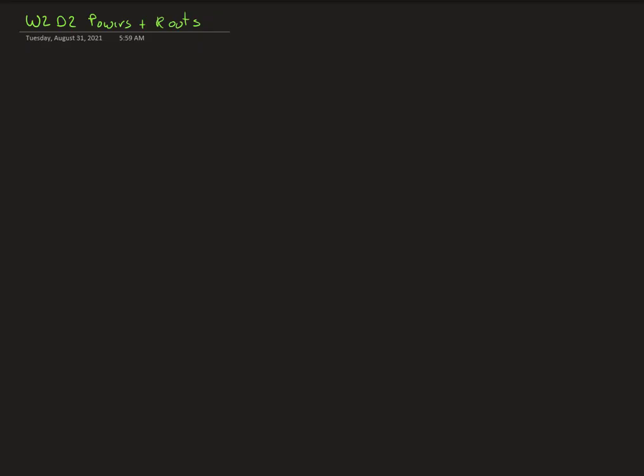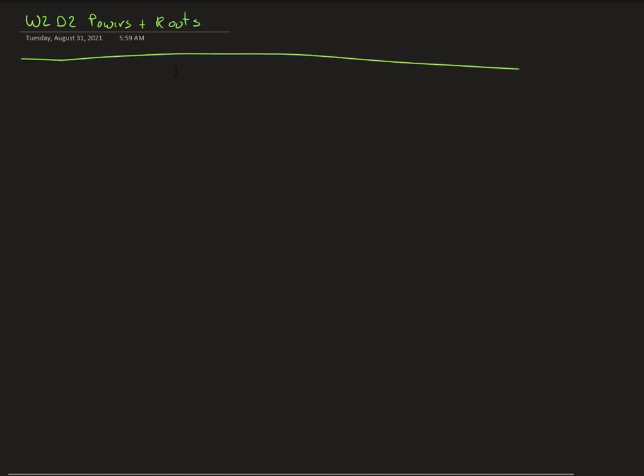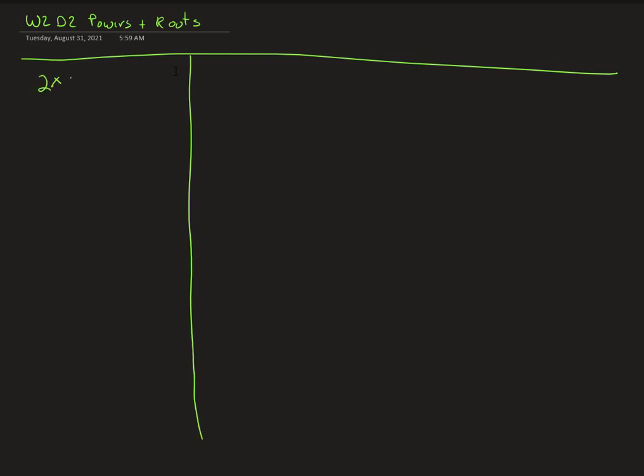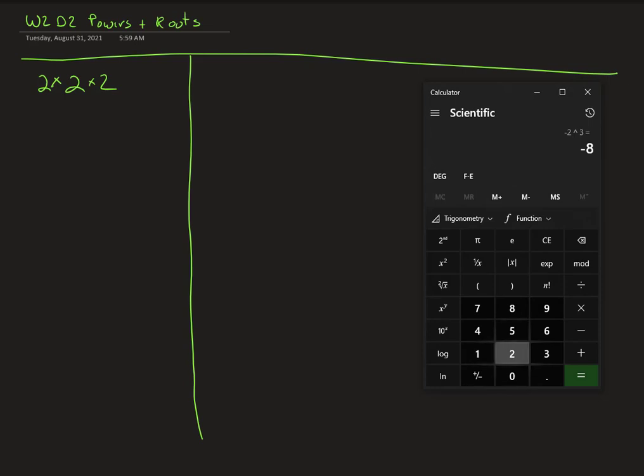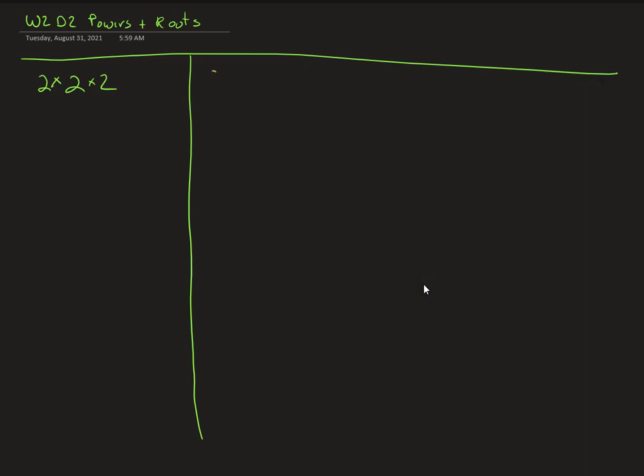Hello, today I thought we'd start talking about powers and roots. Go ahead and grab your calculator real quick, and I want you to do a calculation here. Just take 2 times 2 times 2. And what do we get? I got 2 times 2 times 2, and I come up with 8.